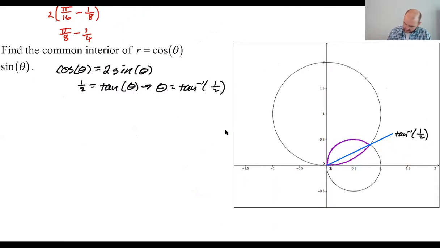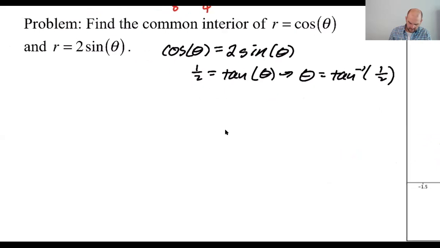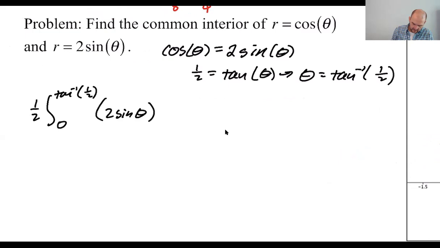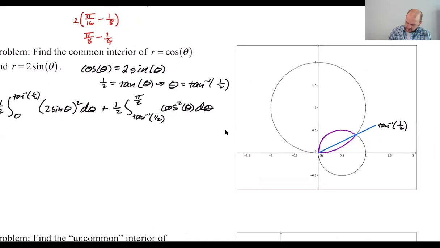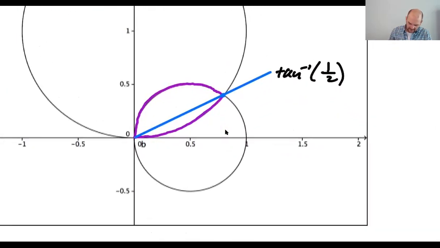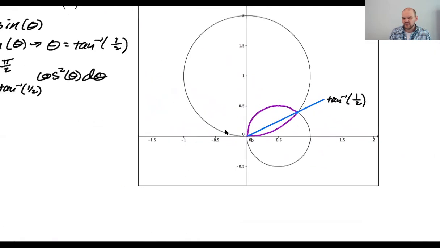All right, so like I said, I'm going to go 0 to inverse tangent of 1/2 using the 2 sine of theta. So 1/2 the integral from 0 to tan inverse of 1/2 of 2 sine theta squared. And then we switch and do 1/2 the integral from tan inverse of 1/2. You have to mentally plan out your attack and then you just go for it. So that's cosine squared d theta. I think this answer is going to be close to 1/4. Just guessing, I'm taking this region and morphing it into this square, and I feel that those should be close to each other.